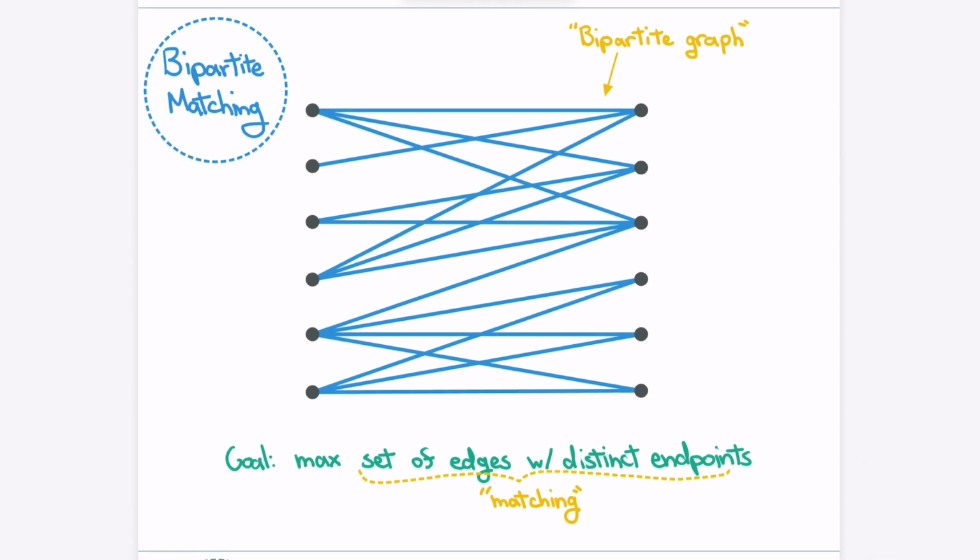Bipartite matching. This is a bipartite graph. I can split the graph into two parts where all the edges are going between the two sides. A matching is a set of edges where all the endpoints are different. So you want to take as many edges as possible so that the edges form an independent set, so to speak. This has 12 vertices, probably less than 20 edges or so. What is the maximum matching that you can find? You want to take as many edges as possible without any of them touching each other.